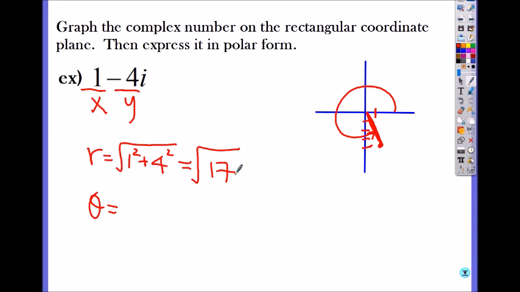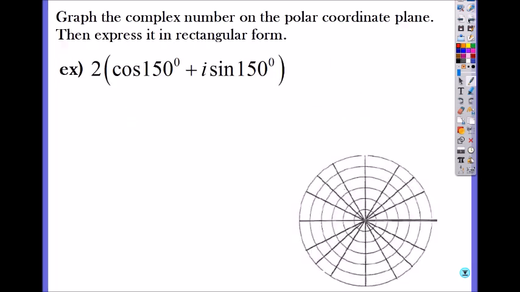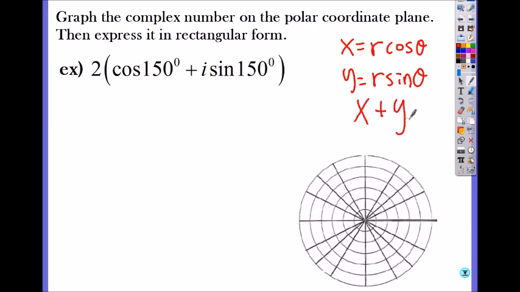How do you find the theta? The reference angle, which will be this one right here, you can easily find by what? Arctangent of y over x, which is 4 over 1. We already know what x is. What is x? R cosine theta. What is y? R sine theta. And what's the rectangular form? X plus yi. So again, just be very careful with the signs.